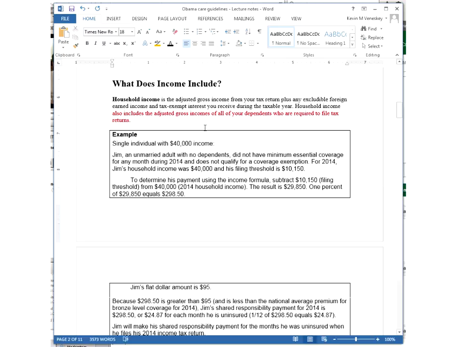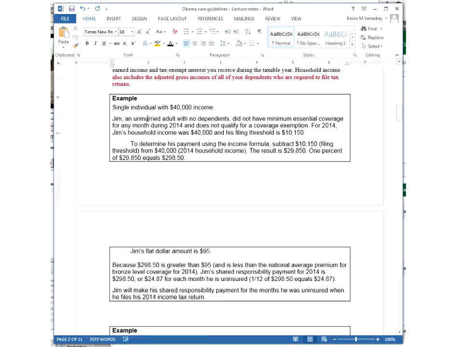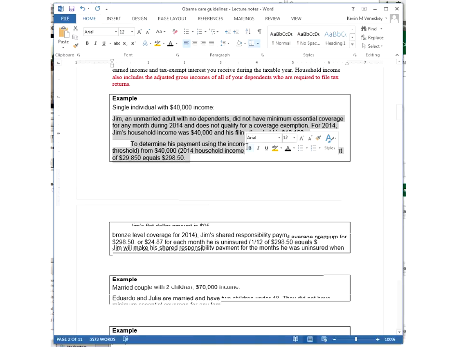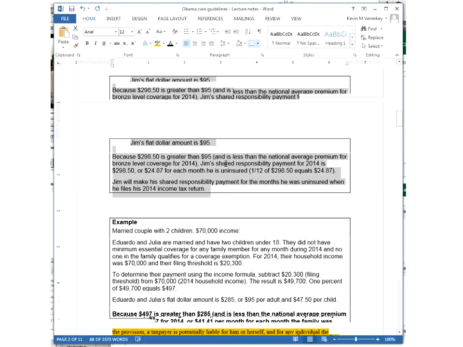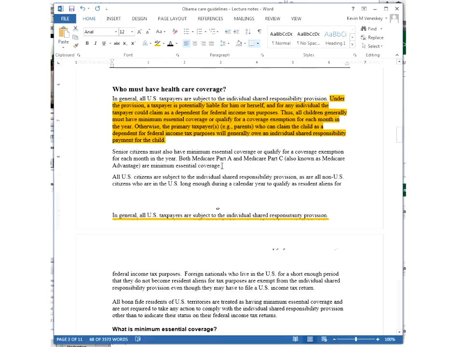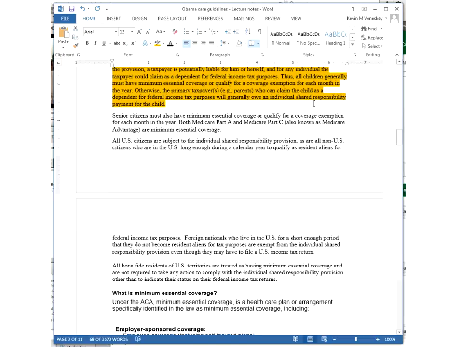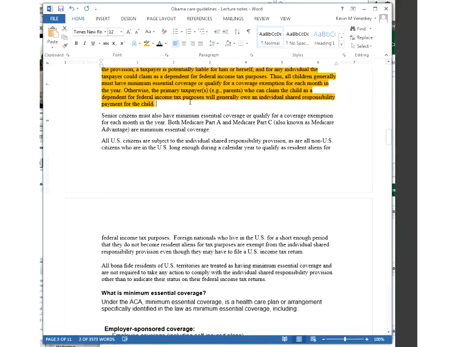Household income. What is exactly household income? We're going to talk about that in a little bit. But go through a couple of these scenarios. I don't want to take the time to do it. I think you can read through these just fine. Again, I want to point out some of the most important things. This is again showing that if you claim somebody as a dependent, you need to have insurance on them. Otherwise, you will have a shared responsibility payment for that individual that you've claimed.